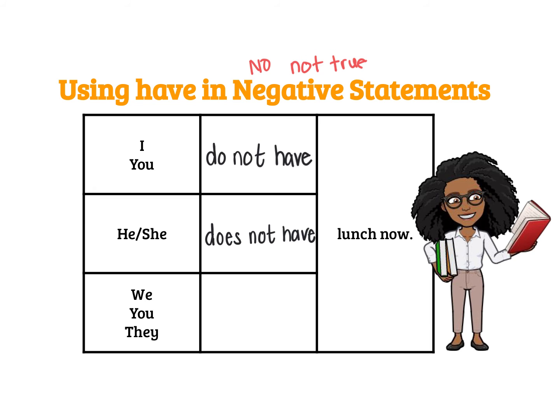Last but not least, we have we, you, and they. When using we, you, and they with the verb have, you're going to say do not have. For example, we do not have lunch now. You do not have lunch now. They do not have lunch now.